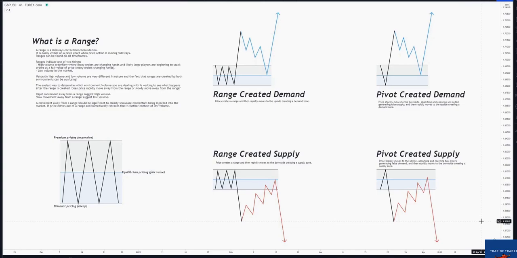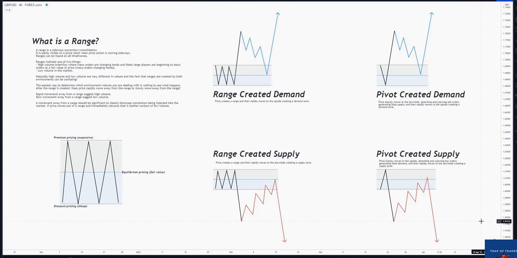The easiest way to determine which environment or volume you're dealing with is waiting to see what happens after that range is created. Does price rapidly move away from the range? Or does it just slowly trickle outside of the range? If it's rapidly moving away from that range, it's suggesting high volume, which implies that lots of orders have changed hands and that there was likely institutional backing, and we can use that as a footprint to potentially plan a trade. Now, on the flip side, if it trickles out of that range, it's suggesting low volume and more than likely not much has really happened. There just was simply not really any orders happening at that particular price level.